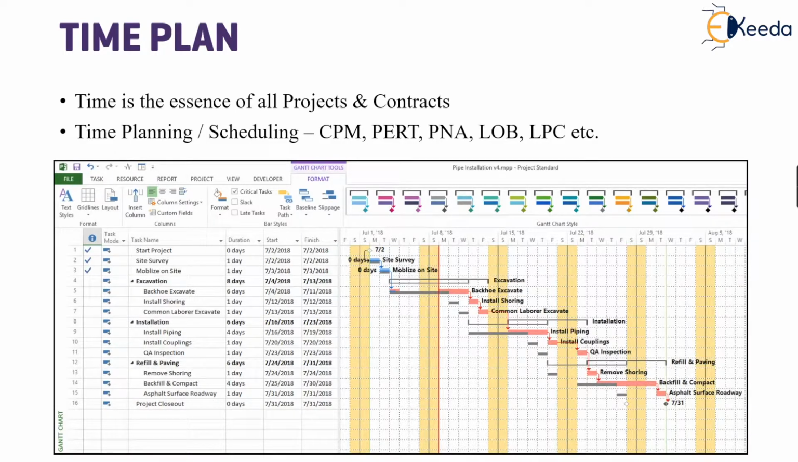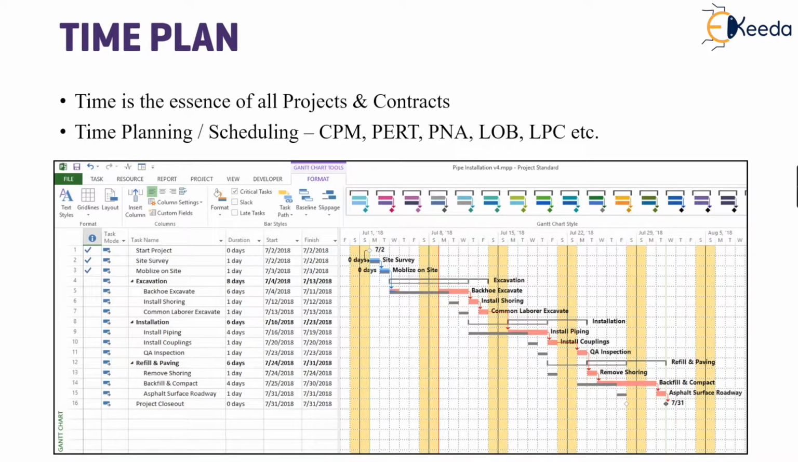Several reasonably well established techniques are today available, and some of the common scheduling techniques are CPM, critical path method, PERT, program evaluation and review technique, precedence network analysis, line of balance technique, and linear program chart. It depends upon the intended objective and the nature of the project which method should be selected. Each of them will be discussed in detail later on.